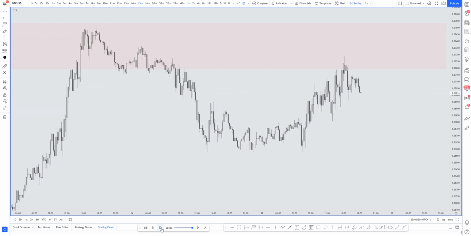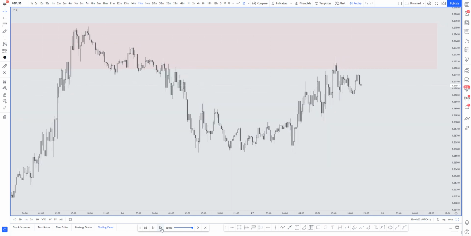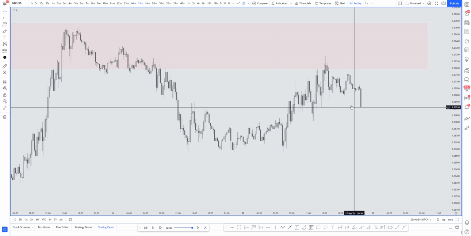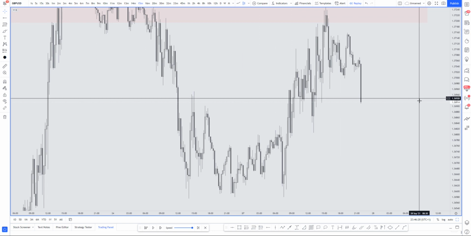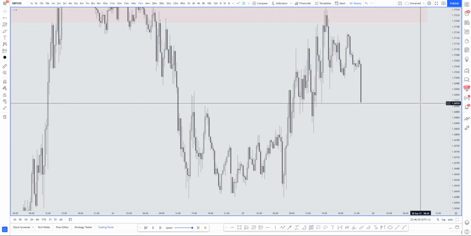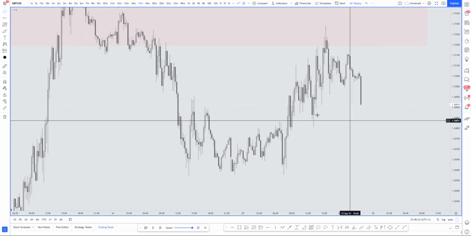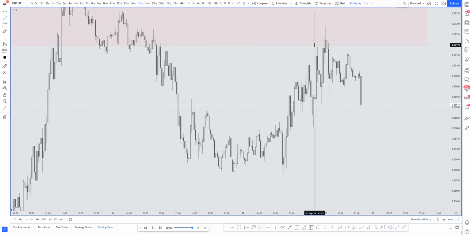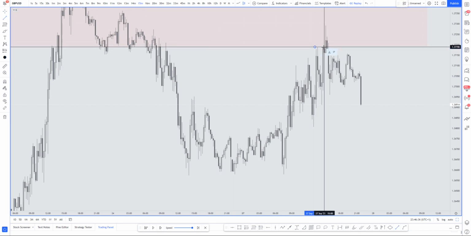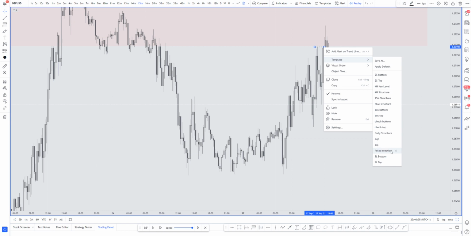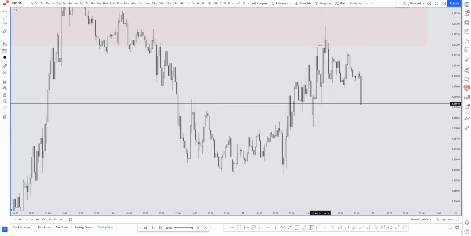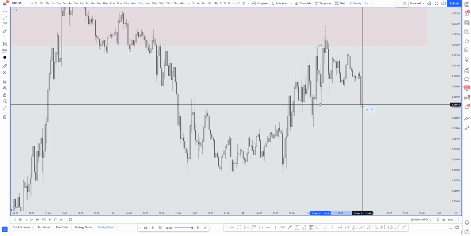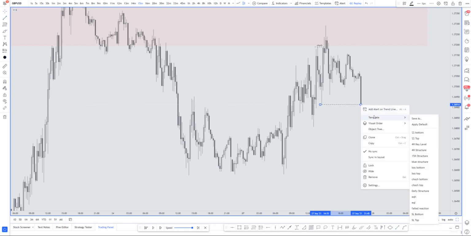So what we're looking for here is a change of character. Ultimately, I'm looking for this low here to fail, which I believe, yeah, it has. Perfect. So we have a sweep of the highs here, which is our chalk top, and we have a sweep of the lows here, which is our chalk bottom.